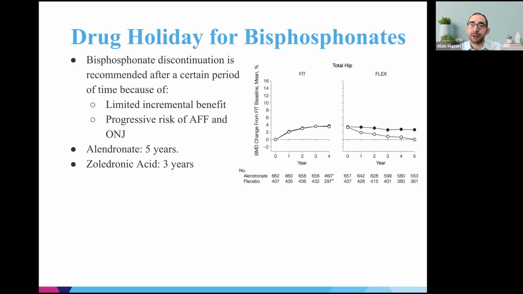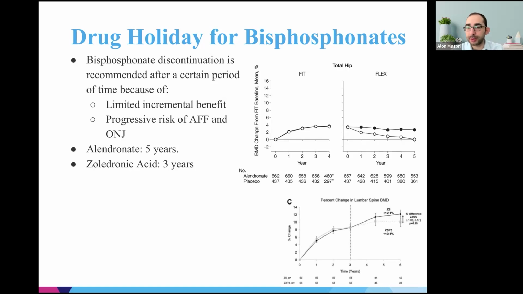We see that after about 4 to 5 years of alendronate therapy, there is no incremental benefit. And for this trial, which is one of the extension studies for zoledronic acid, we see that after 3 years of zoledronic acid treatment, there is very small incremental benefit for another 3 years of therapy.